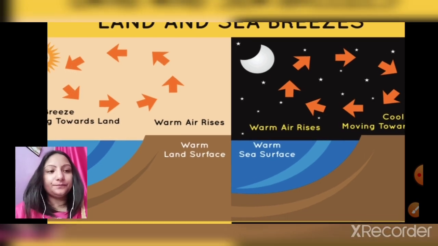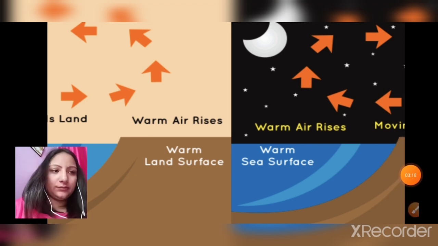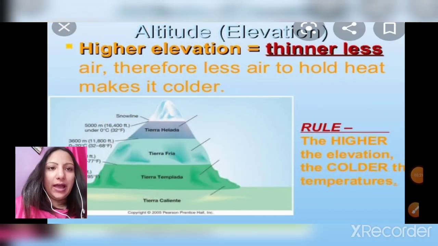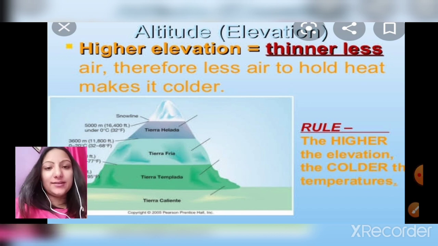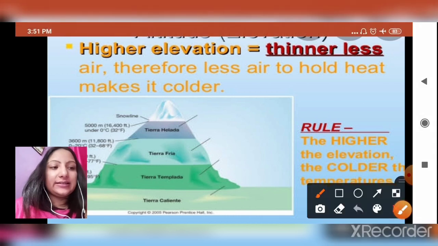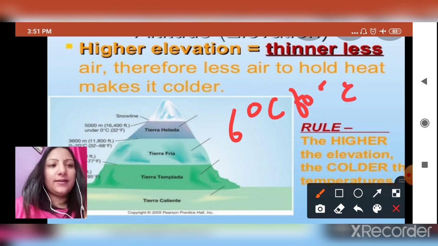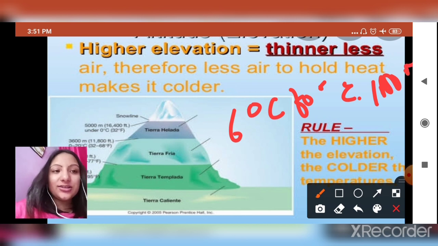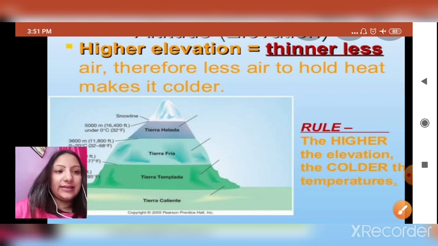Next we have altitude. The height of a place above sea level influences its temperature. As we have already learned in our previous chapter, temperature falls at the rate of 6 degrees Celsius for every 1,000 meters of ascent. This is the reason why, as you can see here, the higher the elevation, the colder the temperature. This is the rule.